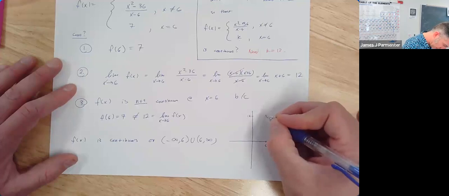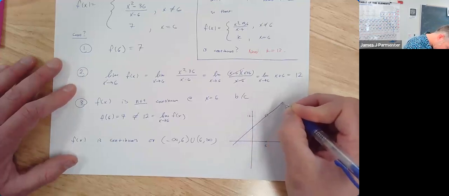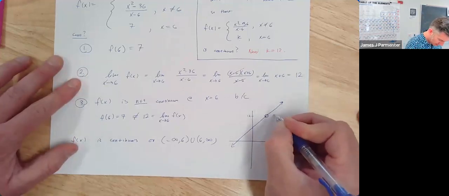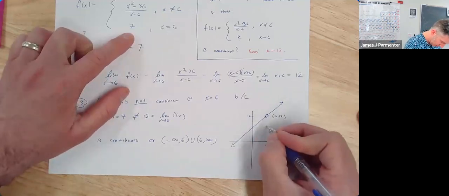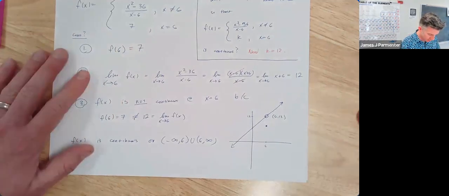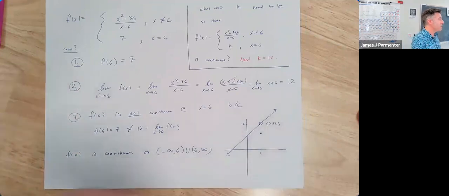I can probably graph this without too much trouble. The original function looked like this, with a hole at the point 6, 12 and a point at 6, 7. Clearly discontinuous. But then if you move that point up to 6, 12, then you fill in the hole and you made it continuous. So that's why it's called a removable discontinuity, because you can move that point back.